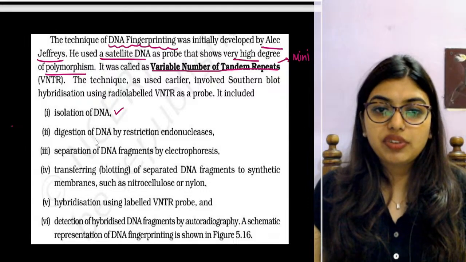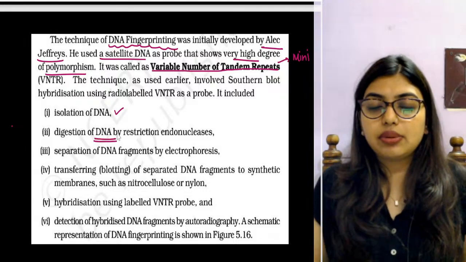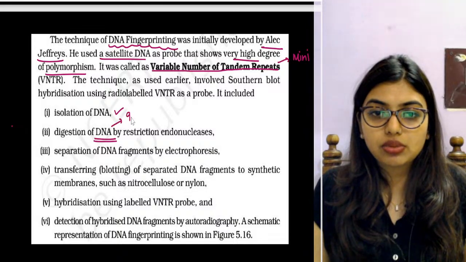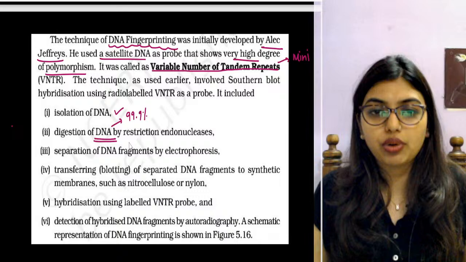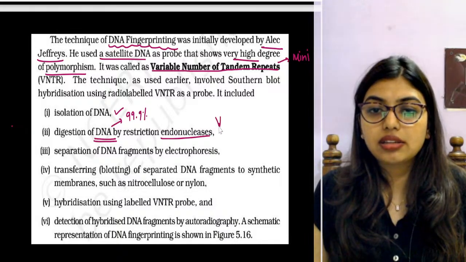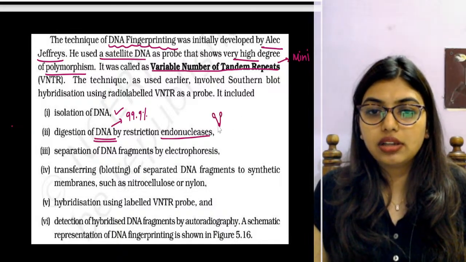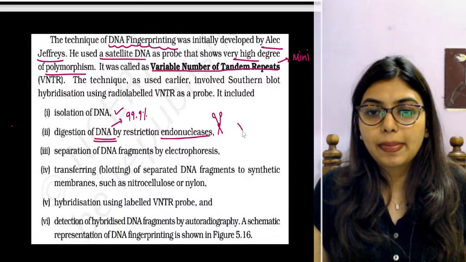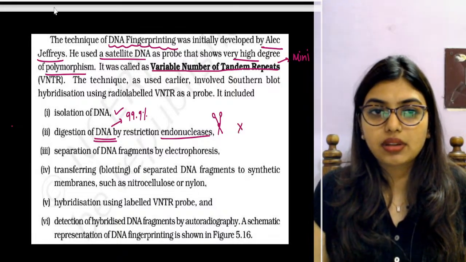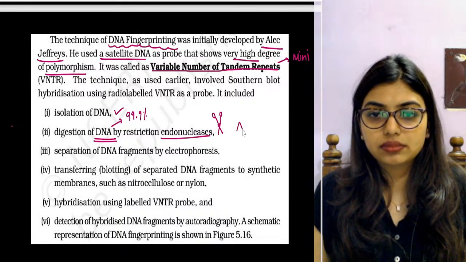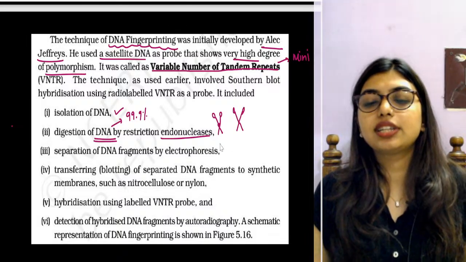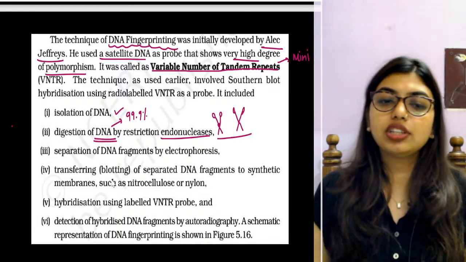Then we will digest the unnecessary sequence, the 99.9%. Do I need it to identify the culprit? I do not want it. So I will use restriction endonuclease and cut the inner corners, which I don't require.